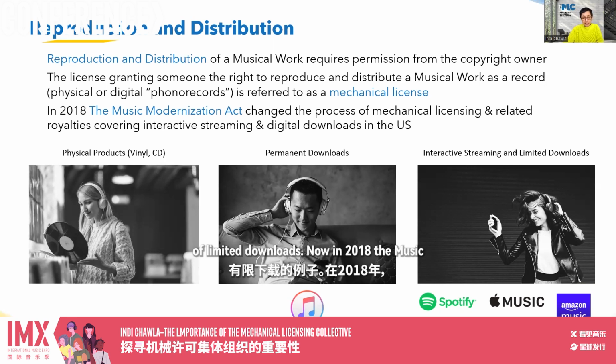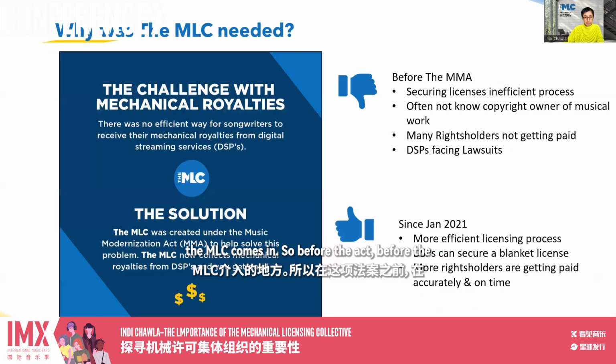Now, in 2018, the Music Modernization Act changed the process for mechanical licensing for the last 2 boxes on the slide, so for permanent downloads and the streaming and limited downloads. And this is where the MLC comes in. Before the Act, before the MLC, securing licenses was a completely inefficient process.